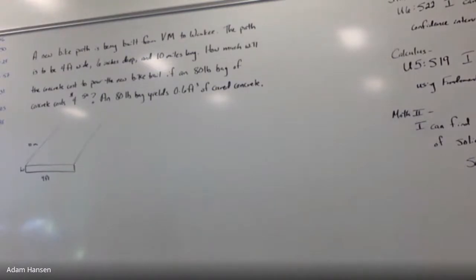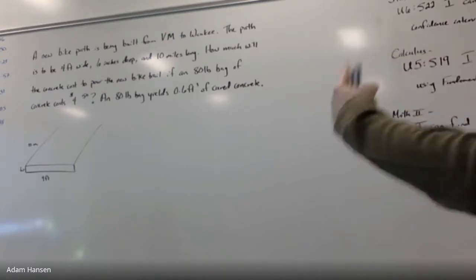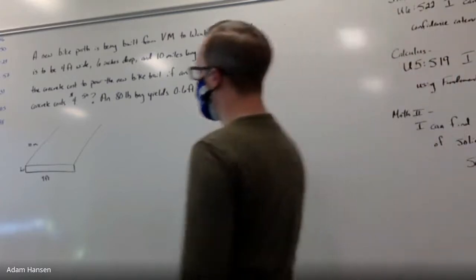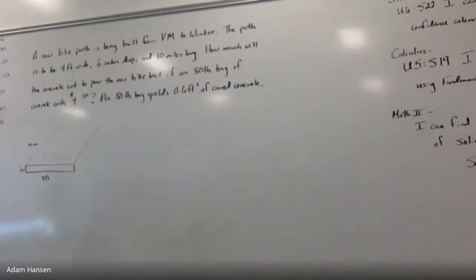I want to convert this all into feet. Converting everything to inches would be a nightmare. I've got a 4-foot width of the path. The depth of the path is going to be 6 inches of concrete. How many feet is that? 6 inches is how many feet? Half a foot. I've got a 4-foot width, a half a foot depth, running 10 miles out to Waukee.